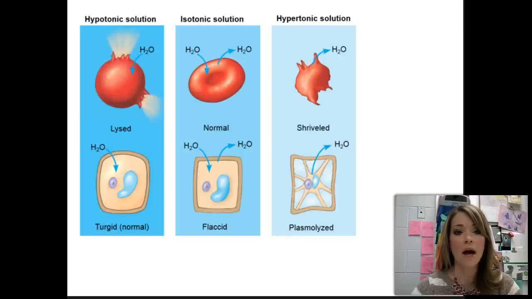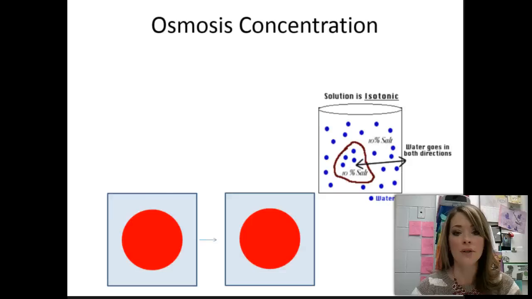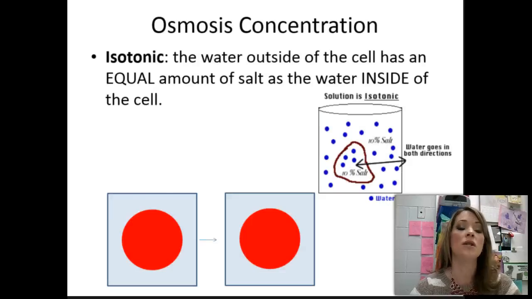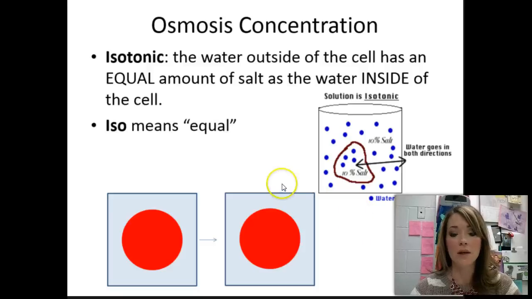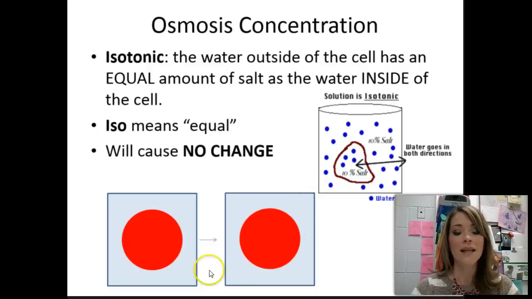Now we're going to talk about hypotonic, isotonic, and hypertonic concentrations, the different concentrations for osmosis. If the concentration inside the cell of water is equal to outside the cell, then that's called isotonic, which iso means equal. So you can see here in this picture, both the cell and the outside environment has 10% salt. So since they're equal, they both have 90% water. Water's going to go in both directions because this is an isotonic situation. In that case, the cells will not change size.